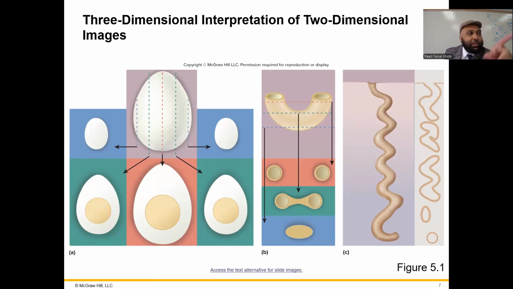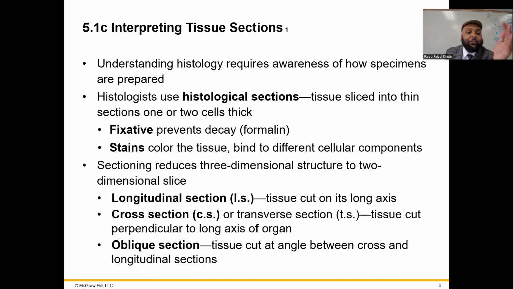So for example, this figure here, what does it show you? It shows you an egg. If you look at it from this perspective, you can only see the egg from outside. You will never know that there is yolk inside, yellow yolk. So we have to have these different sectioning.